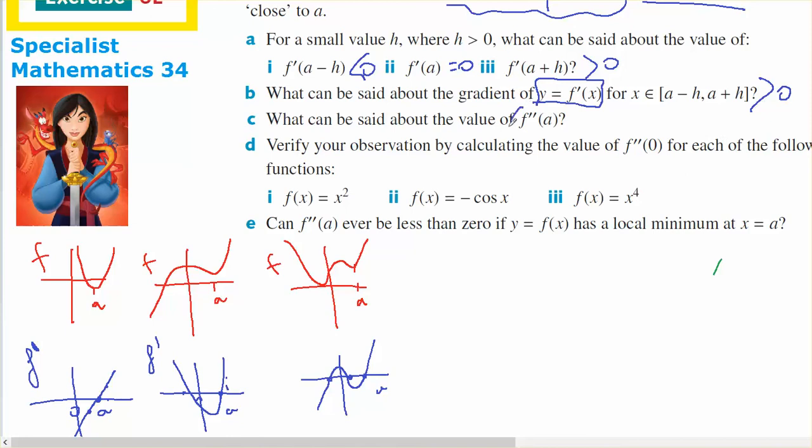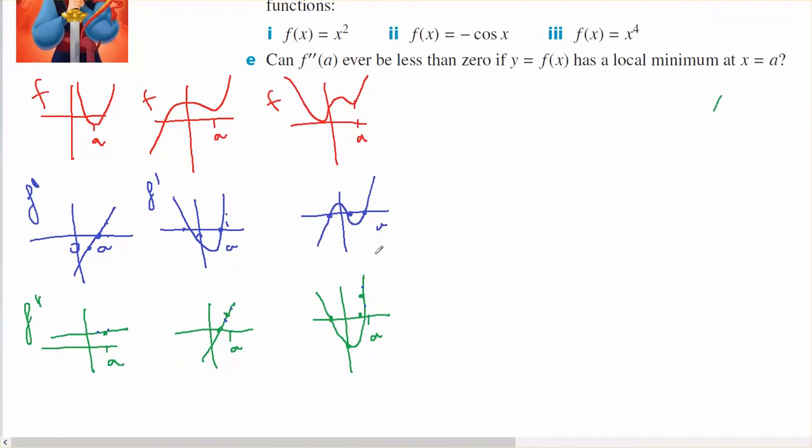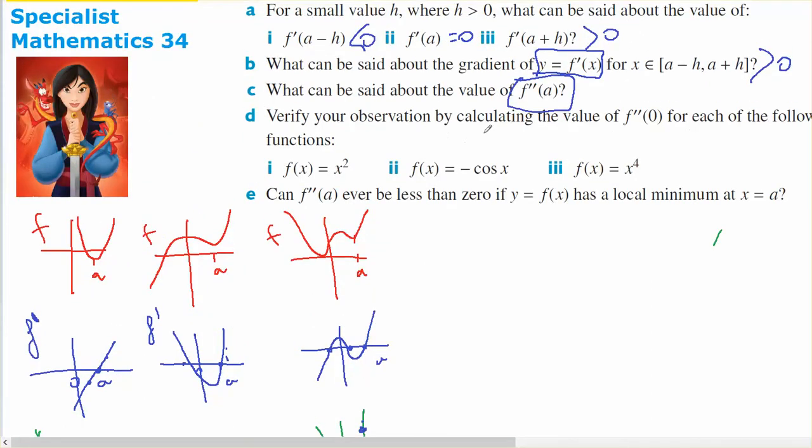What can be said about the second derivative at the value of a? It's going to be positive, so it's going to be greater than 0. Verify your observations by calculating the value of the second derivative of each of these.